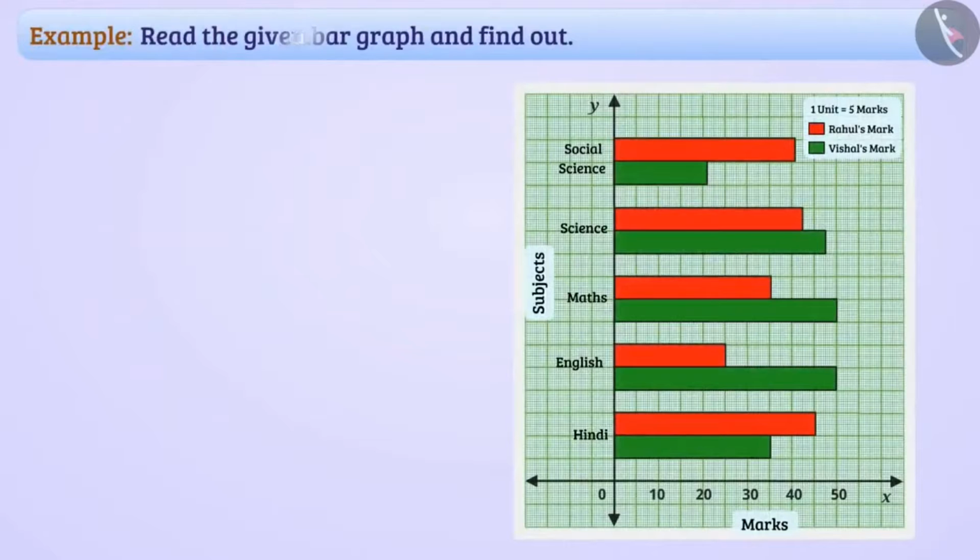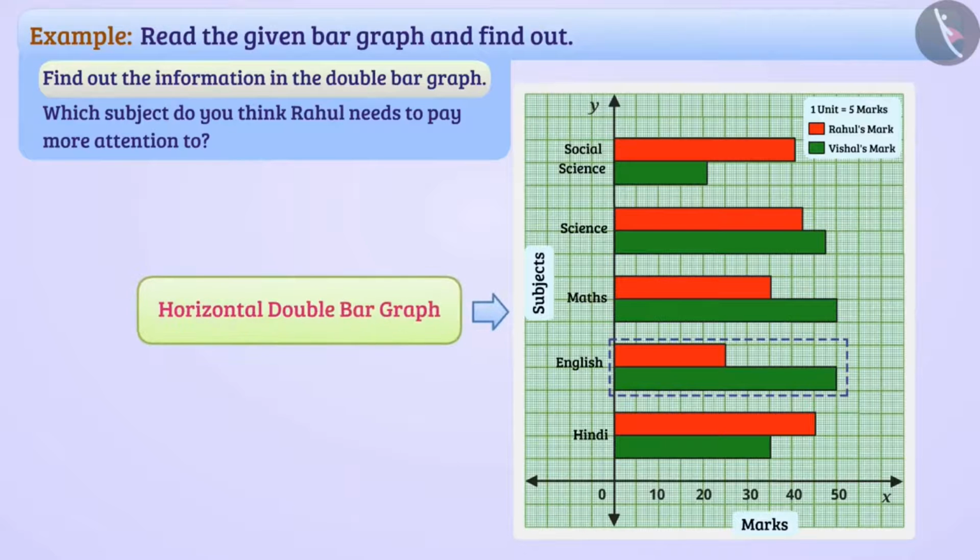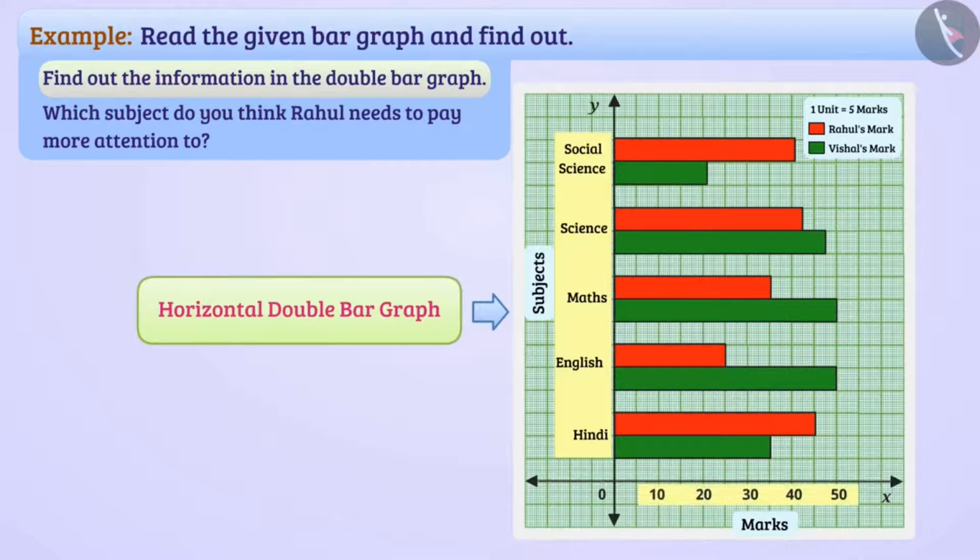Read the given bar graph and find out the information in the double bar graph. To find out what information is shown in this bar graph, one has to look at what is represented on the x-axis and y-axis, along with understanding what each bar represents in a pair of bars. The double bar graph shown is the horizontal double bar graph. Here, names of subjects are shown on the y-axis and the marks are shown on the x-axis.